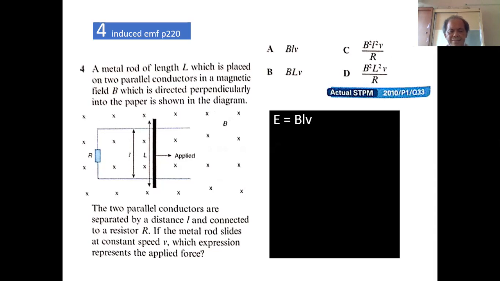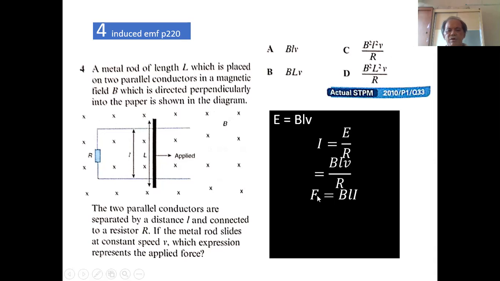Now, which is your L? This is your L, the length between the conductors, not the whole length, because the current doesn't flow through the whole length. And then from the EMF, we can calculate our induced current, E over R. That's your R. So it's BLV over R.